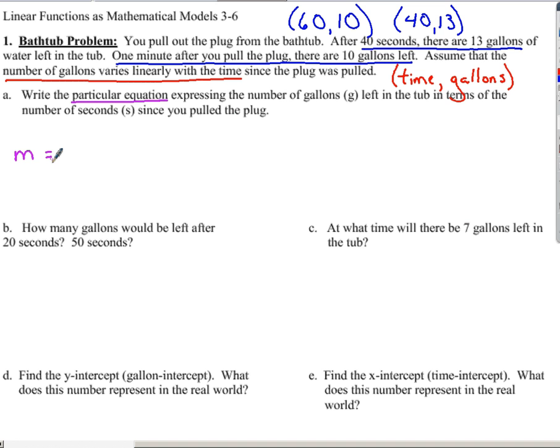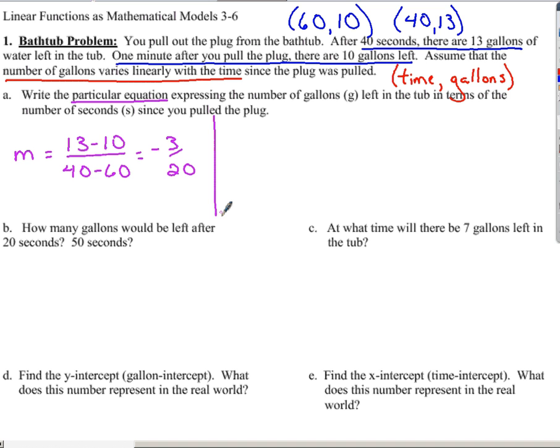If I take second point to first the way I've written it up here, difference in the y's be 13 minus 10 over difference in the x's be 40 minus 60. My slope is going to be negative 3/20, right? So utilizing that slope, let's come up with an equation now.